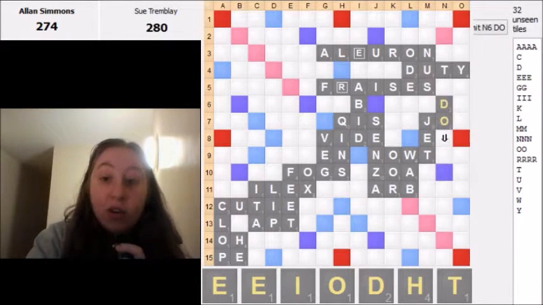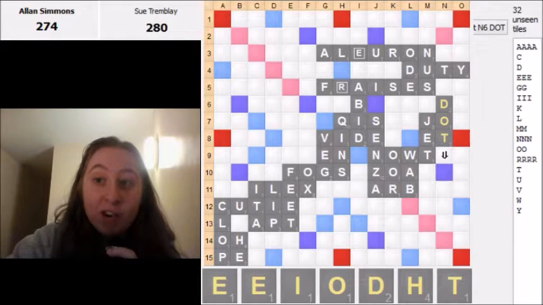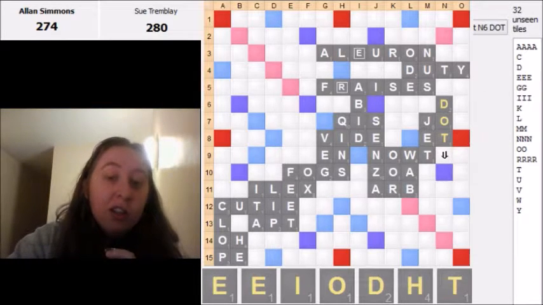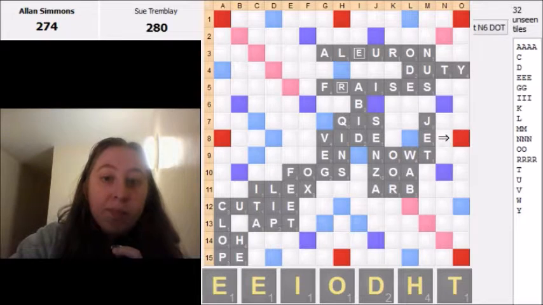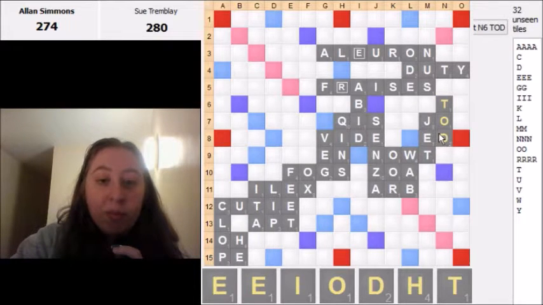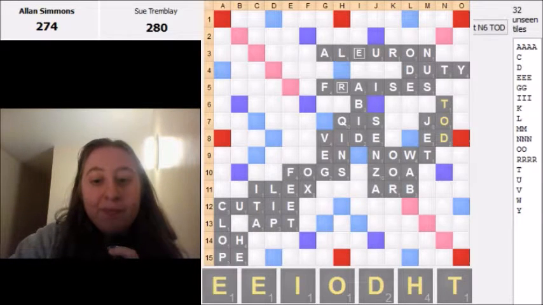Now, of course, here D-O-T doesn't work because there are 4 A's remaining unseen. So placing the D at 8N is just so much better.